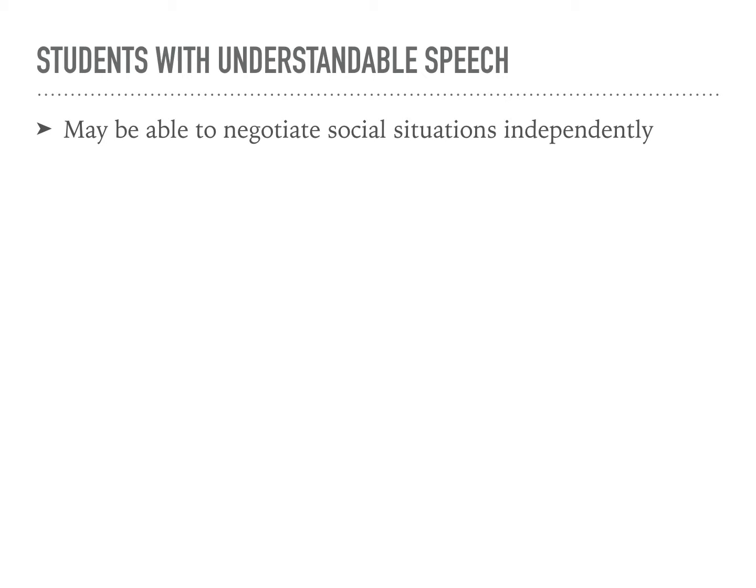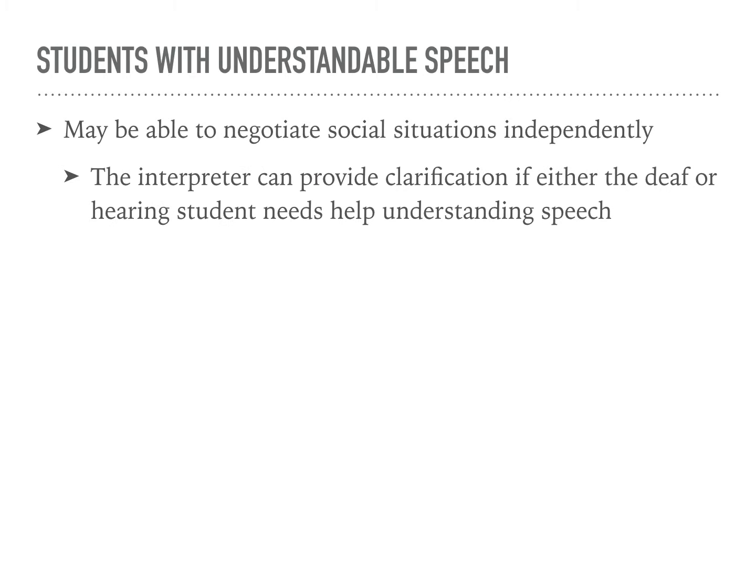Some deaf students do have understandable speech, and this presents some interesting situations for that educational interpreter, because that student might be able to negotiate some social situations independently. The interpreter might be there to provide clarification if either the deaf or hearing student needs help understanding the speech on either side. But the interpreter has some competing goals.